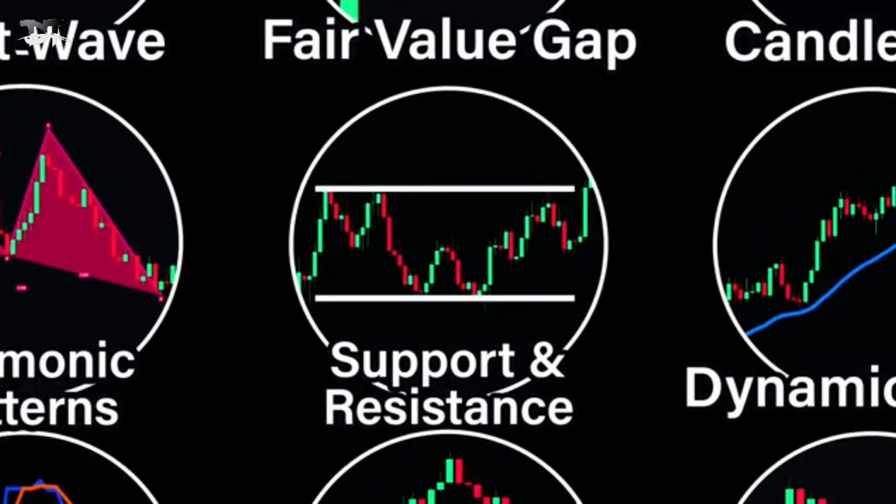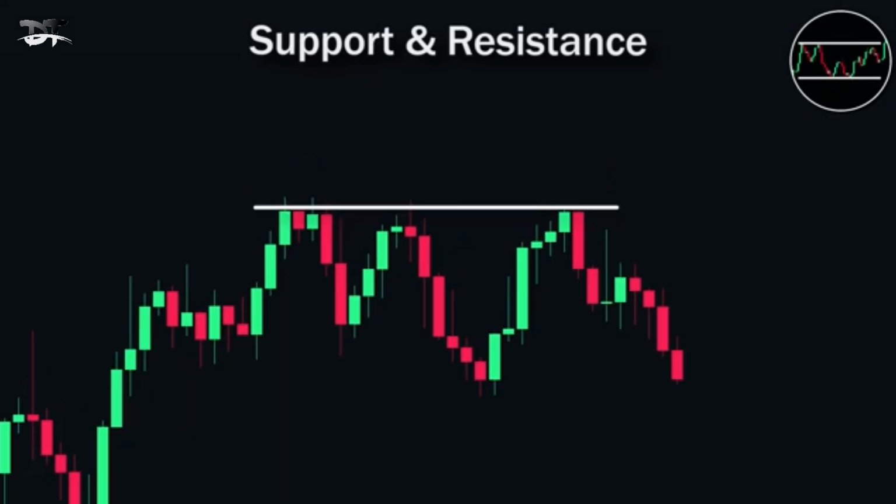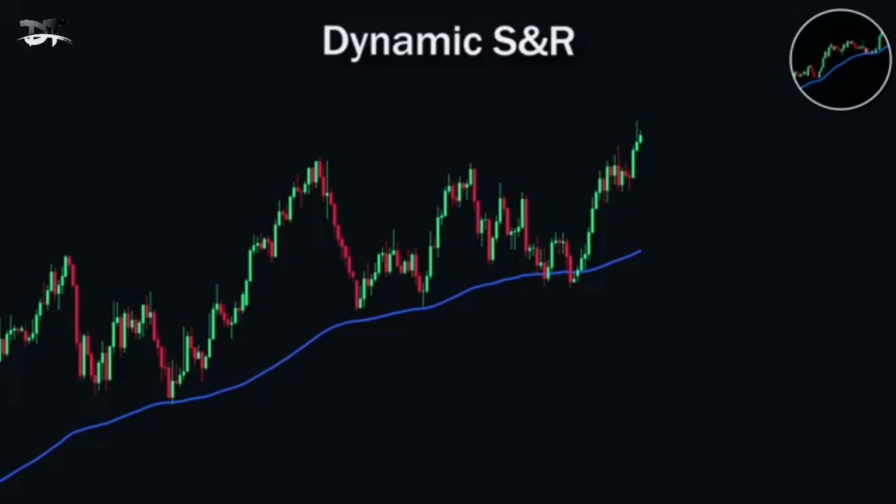Support and resistance. These are key levels that form horizontally where the price has bounced off in the past and could possibly bounce again in the future. If the level is below the price, it's called support, where you can take a buy position if the price approaches it. And if the level is above the price, it's called resistance, where you can take a sell position if the price approaches it. Dynamic support and resistance. Similar to support and resistance, dynamic support and resistance also acts as key levels. But instead of using static horizontal lines, it uses indicators like the moving average to act as our key level.